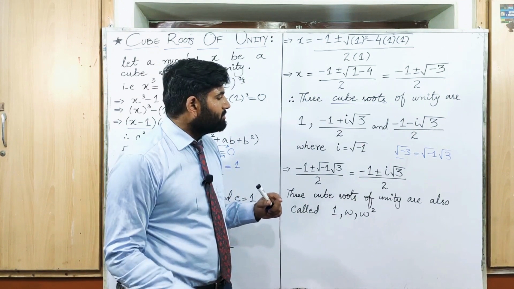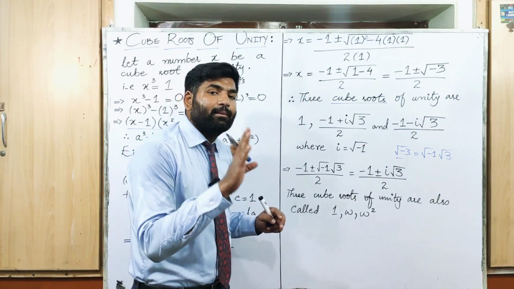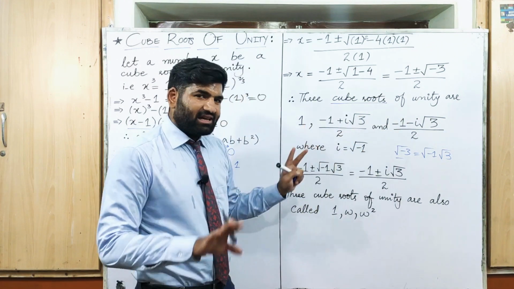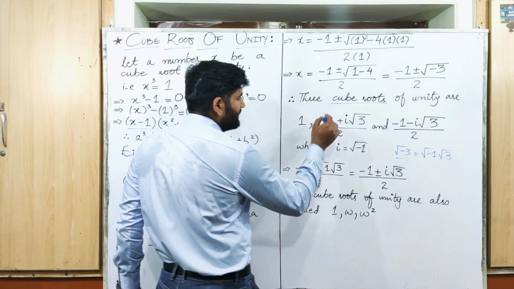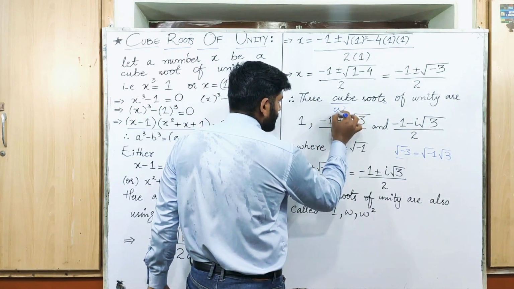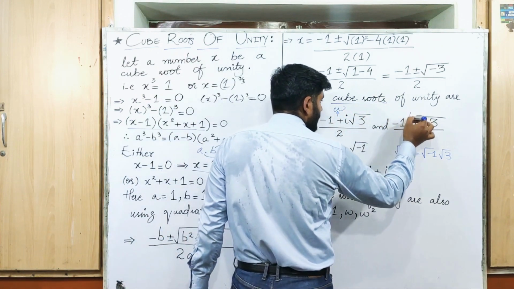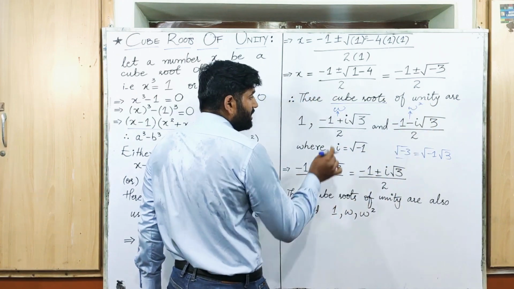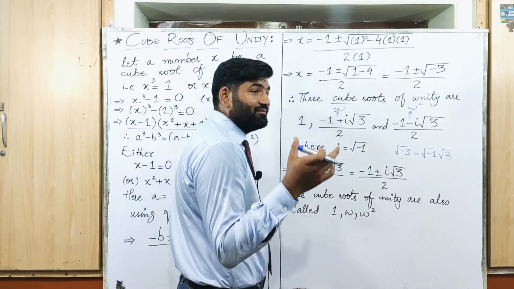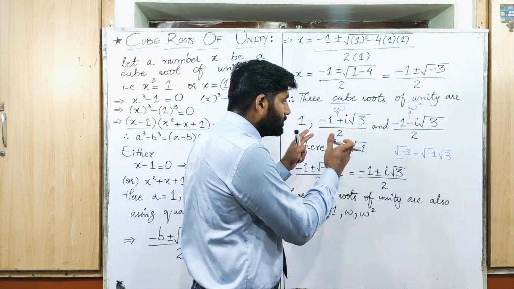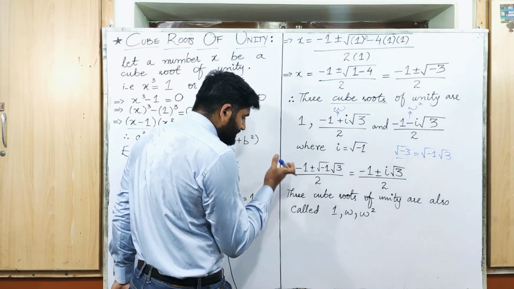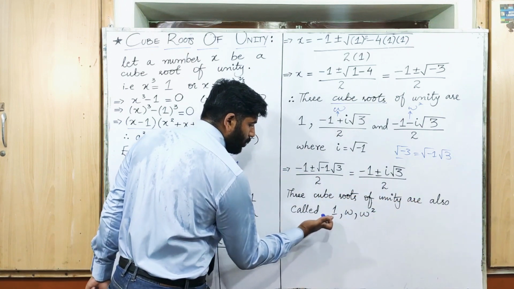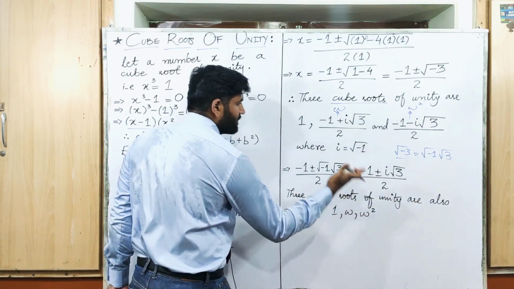One thing you must remember is that we name these cube roots of unity. 1 remains 1. We name this one as omega and this one omega square. What is omega? Omega is the name which we have denoted to the cube roots of unity. So the three cube roots of unity are also called 1, omega and omega square.